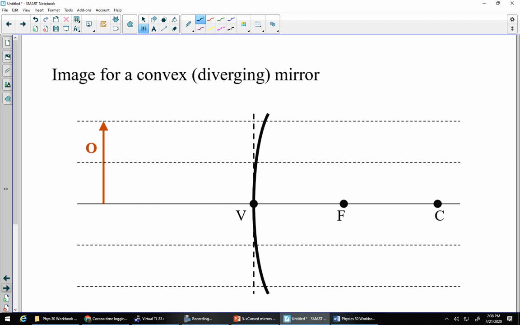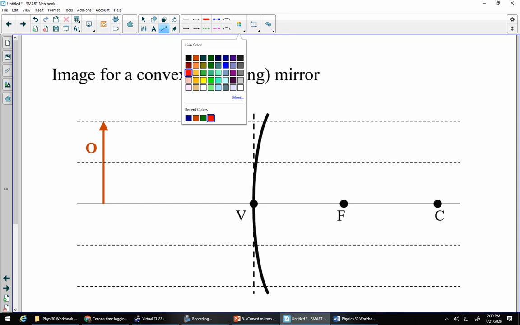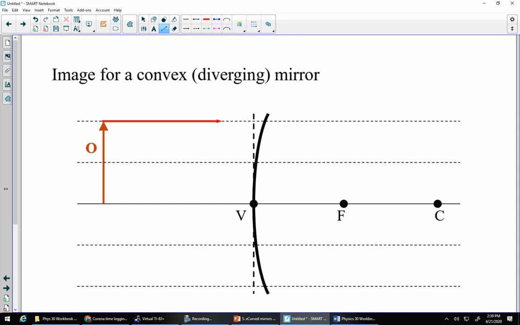Sorry about that, folks. Okay, if I wanted to draw this one, it's the same idea. So same three rays, except notice that the focal point and the center is on the other side of the mirror. So I'm going to start with a hopefully red one. Good, it is a red one. And I'm going to go parallel to the principal axis. It is going to diverge away from the focal point. Now this is kind of a tricky one to draw, so it's going to go away from the focal point. I'm going to line that up the best that I possibly can here.